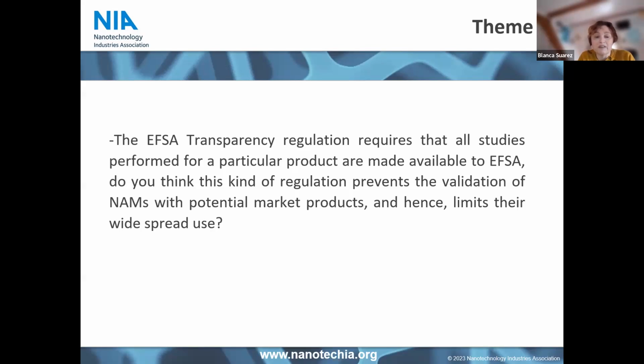So you may be experimenting with a NAM because it's cheaper than going into the standard test, but maybe the results may not be good for you because the NAM maybe was not suitable for the purpose of your product, but yet you will have to send this to EFSA. So we were wondering if industry, in this case, will steer away from NAMs because they may be scared they have to submit everything to EFSA. And this was where the problem came from.